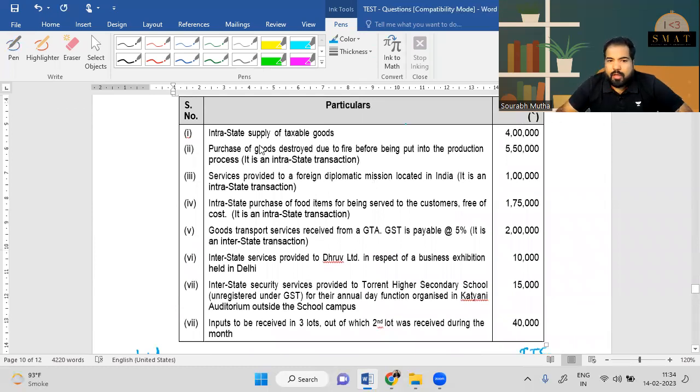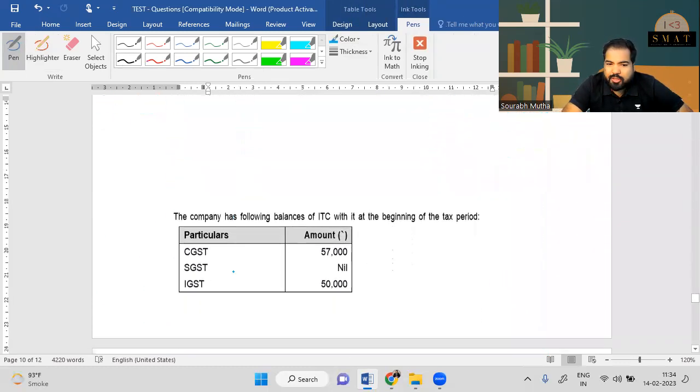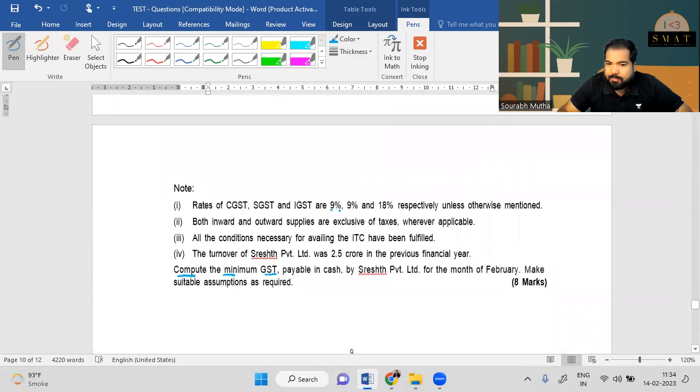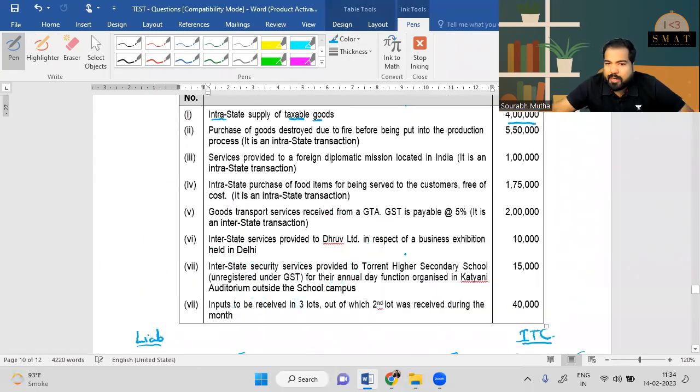All right. Intrastate supply of taxable goods. Intrastate, 4 lakh rupees you've supplied. So 4 lakh, and the GST rate generally is 9%. Unless otherwise mentioned, both inward and outward supply are exclusive of taxes. All the conditions for taking ITC have been fulfilled. The turnover was 2.5 crores in the previous financial year. So 9% on intrastate, so 4 lakh into 9%.